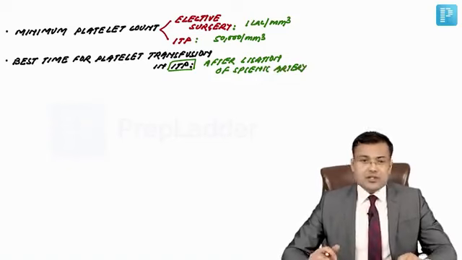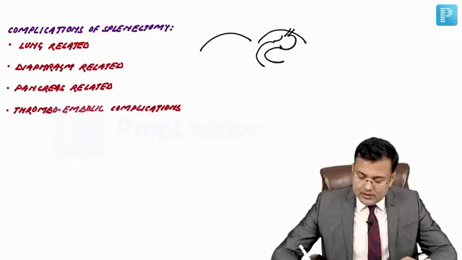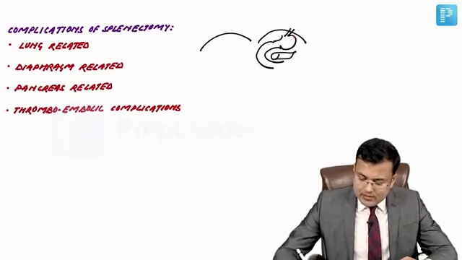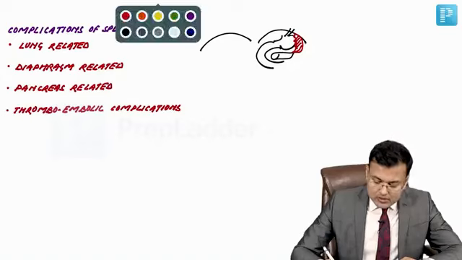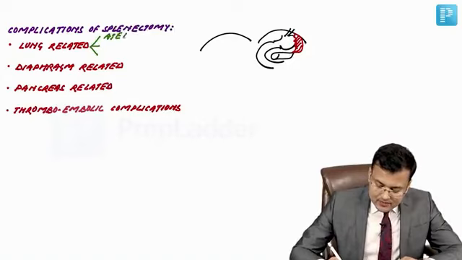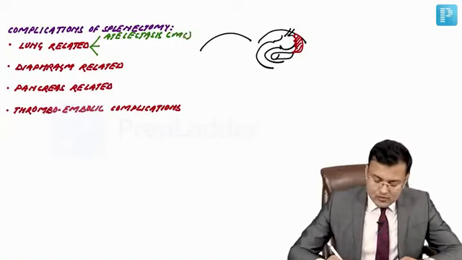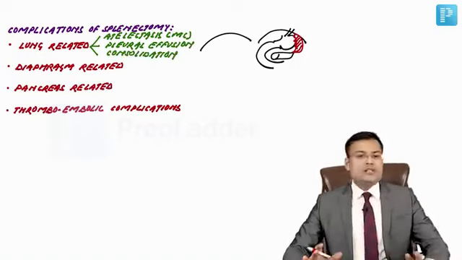Okay, now see what are the complications of splenectomy. So see the diagram first. This is the dome of diaphragm, this is the stomach, this is the duodenum, this is the pancreas, and here is the spleen. So whenever you perform splenectomy, there are lung related complications. What is the most common complication overall which is lung related? There is atelectasis. It can lead to reactive pleural effusion, or it can cause consolidation or pneumonia. So overall the most common complication is atelectasis.